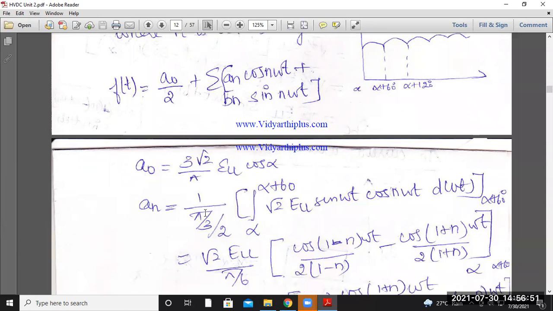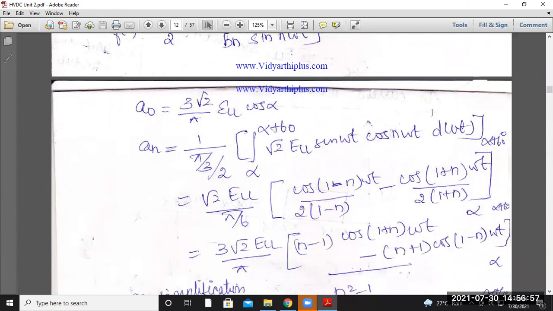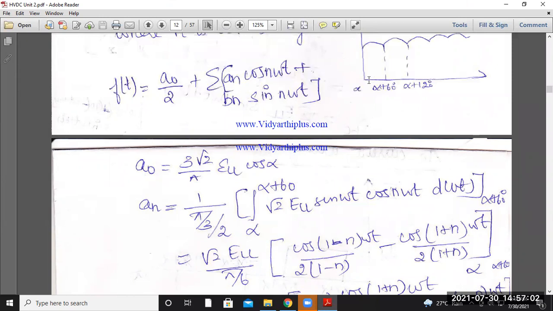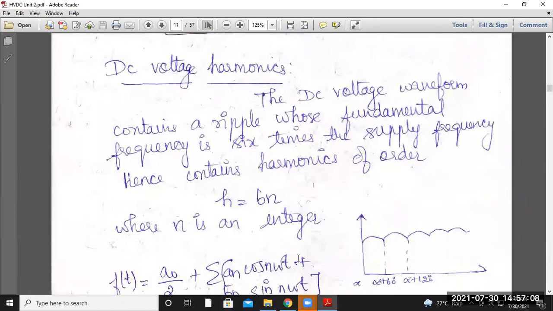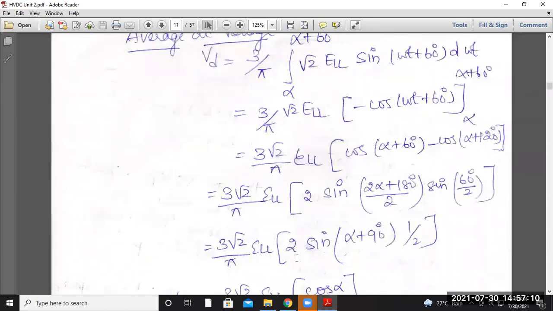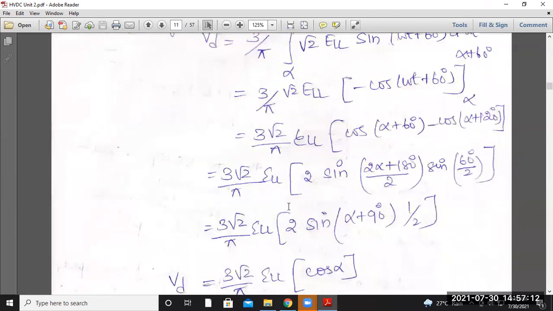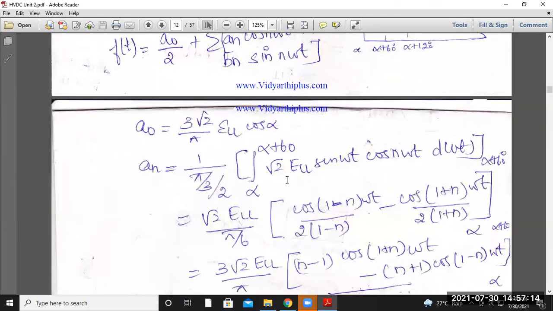Here an is given as 1 upon pi upon 3 upon 2, so you will get 6 upon pi. Again, the range of this value, as you can see in this graph, is from alpha to alpha plus 60 degree. You just have to put the value of your EBC, that is root 2 EL sin omega t plus 60 degree. So we put in root 2 EL sin omega t cos n omega t d omega t, and the range is given as alpha to alpha plus 60 degree.